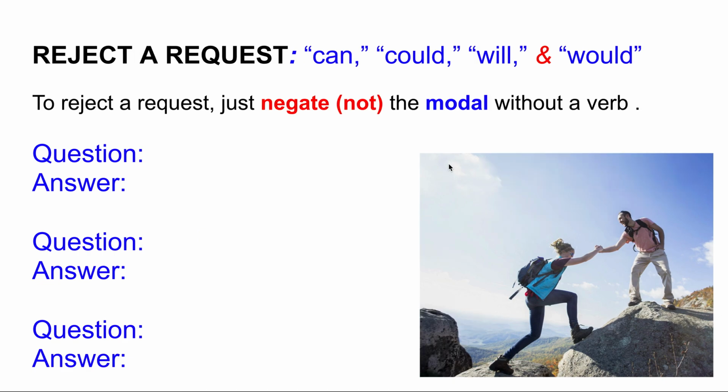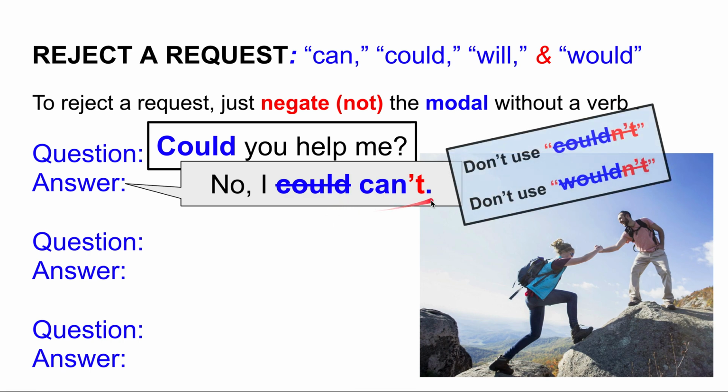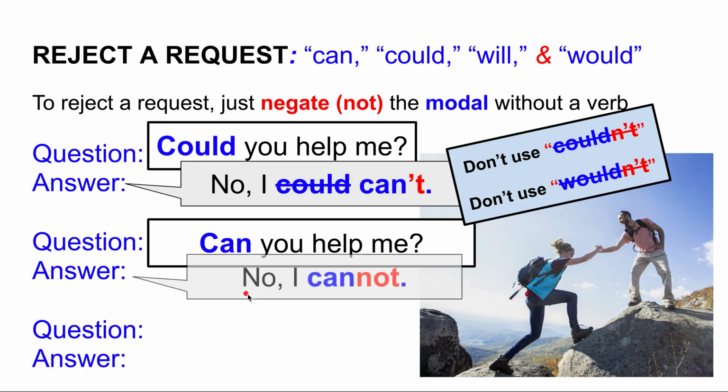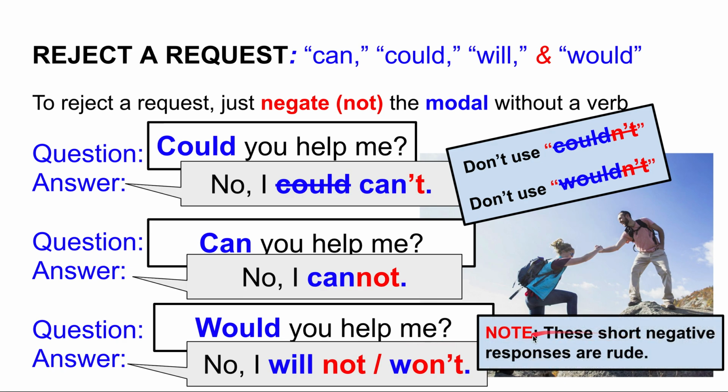Let's move on. To reject a request, we negate the modal and we don't add a verb. For example, could you help me? No, I can't. Okay, again, don't use couldn't, don't use wouldn't. Can you help me? No, I cannot. Would you help me? No, I will not. No, I won't. Note these short negative responses are somewhat rude.